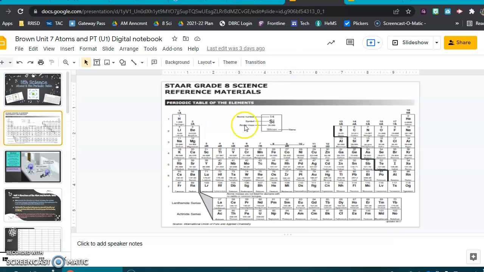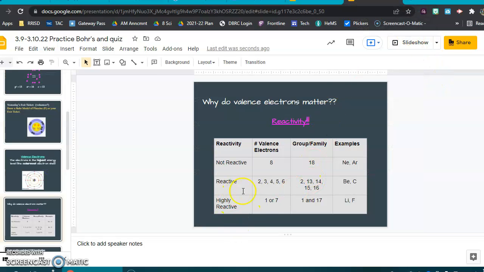So let's go back here. So columns 1 and columns 17. Yep, those are highly reactive. You're going to get a lot of fizz. And in here they're reactive, but you may not see it as much.